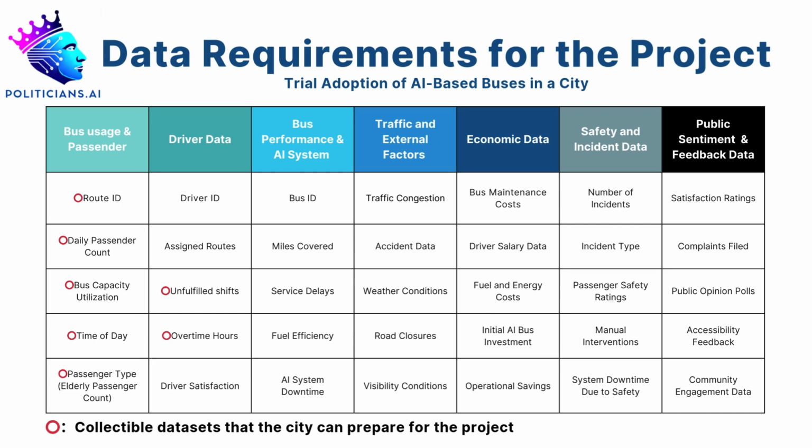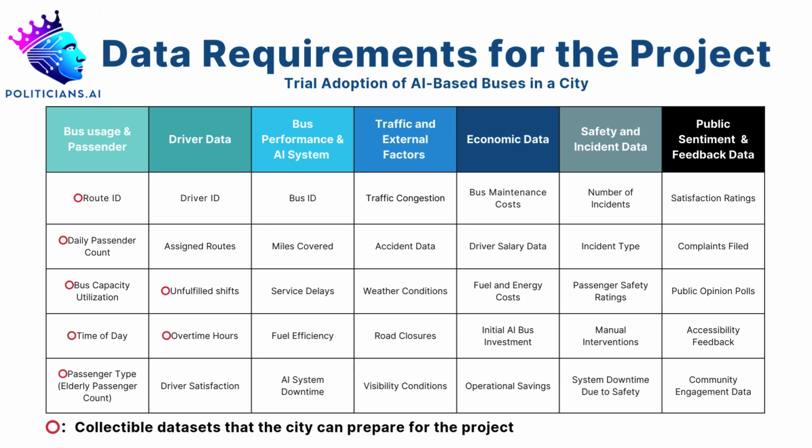7. Public sentiment and feedback data. Lastly, we need to understand how the public perceives AI buses. This dataset will focus on passenger and community feedback. Key features: satisfaction ratings. Overall satisfaction from passengers using AI buses will be tracked. Complaints filed. Monitoring complaints will help us identify recurring issues and areas for improvement.